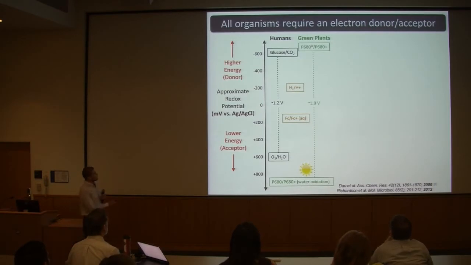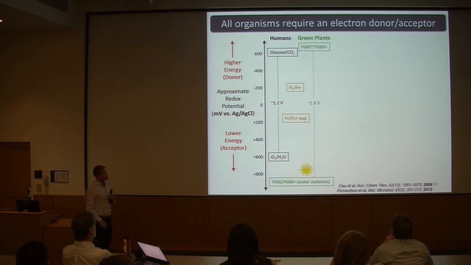For many humans and other animals in nature, we're consuming our food and using the reducing power of oxygen, the oxidizing power of oxygen, to power our metabolism. And that provides sort of a voltage that powers our bodies. Green plants are taking sunlight and splitting water and exciting electrons to an excited state, which then serves as the electron donor for the rest of their metabolism.